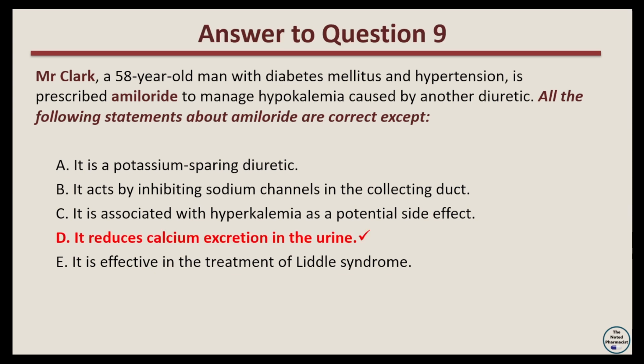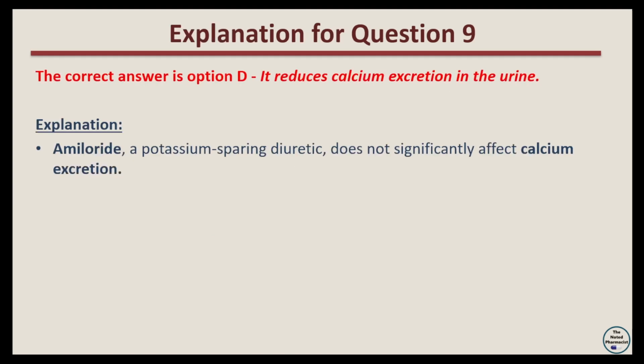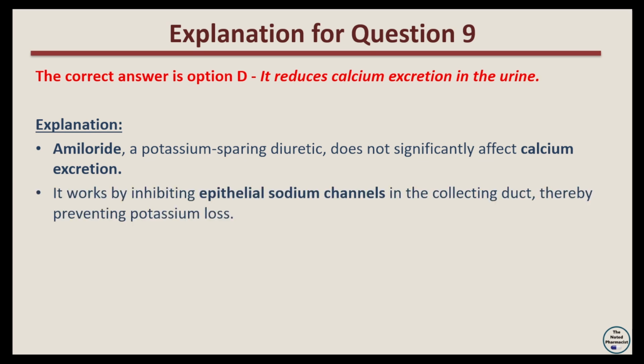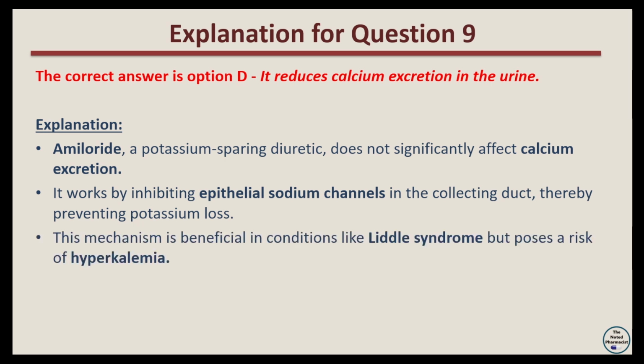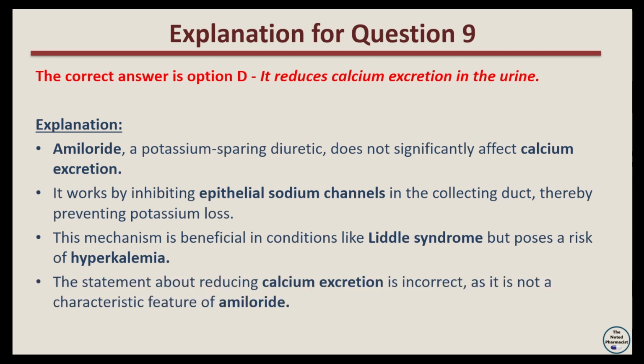The correct answer is option D, it reduces calcium excretion in the urine. The explanation is that amiloride, a potassium-sparing diuretic, does not significantly affect calcium excretion. It works by inhibiting epithelial sodium channels in the collecting duct, thereby preventing potassium loss. This mechanism is beneficial in conditions like Liddle syndrome but poses a risk of hyperkalemia. The statement about reducing calcium excretion is incorrect, as it is not a characteristic feature of amiloride.